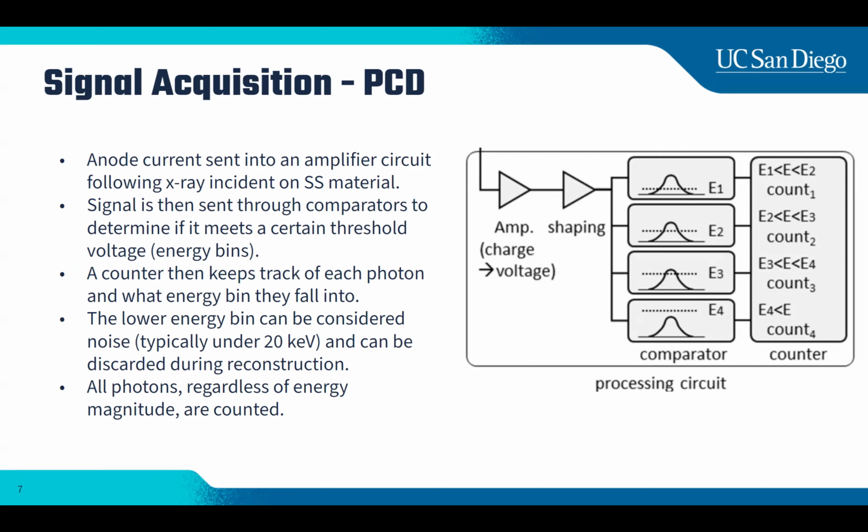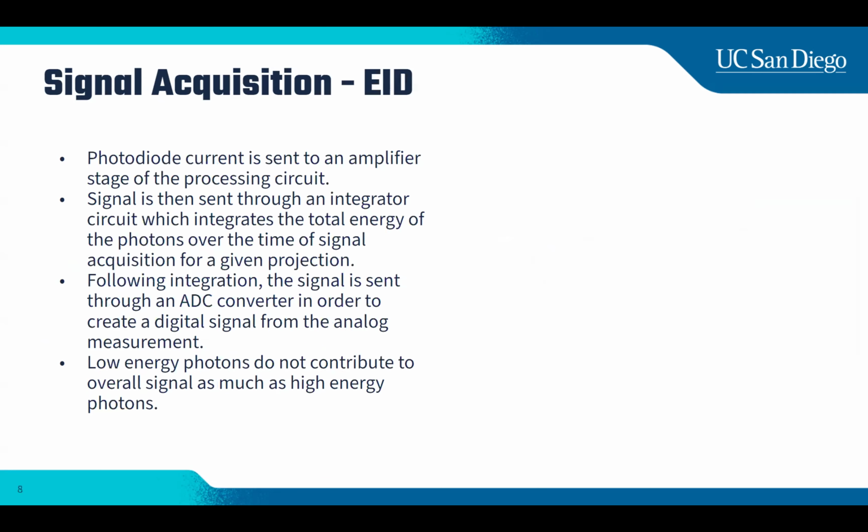It's roughly around the mark of 20 keV, and then it places the other photons in different energy bins, which are then used for processing due to different attenuations through human tissue or whatever other tissue is being analyzed. All photons, regardless of their energy magnitude, are counted using this method. Even the low ones that will later be discarded, as I will show in my simulations.